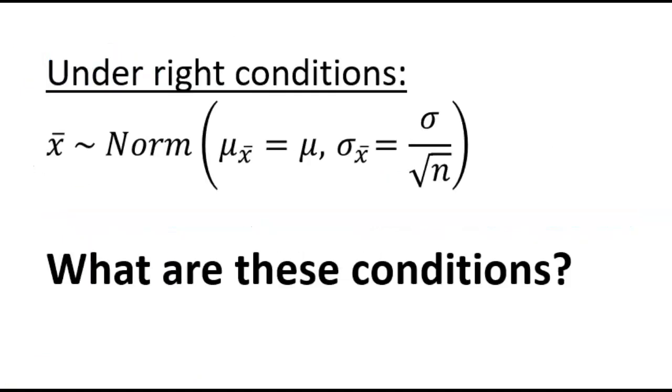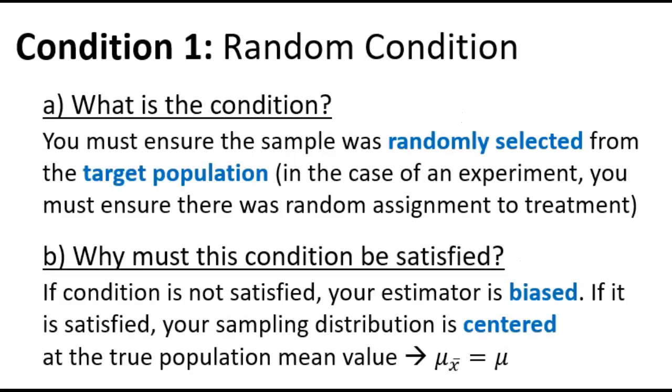I noticed, or I said before, that these were under the right conditions, and so similar to proportions, these have to be under the right conditions as well in order for the shape, center, and spread to be what we think it's going to be. So the first thing is we need to have a randomly selected sample from the target population, or in the case of an experiment, random assignment. The reason why we need this is to ensure that it's going to be on target, right? If it's not satisfied, it would be biased, okay?